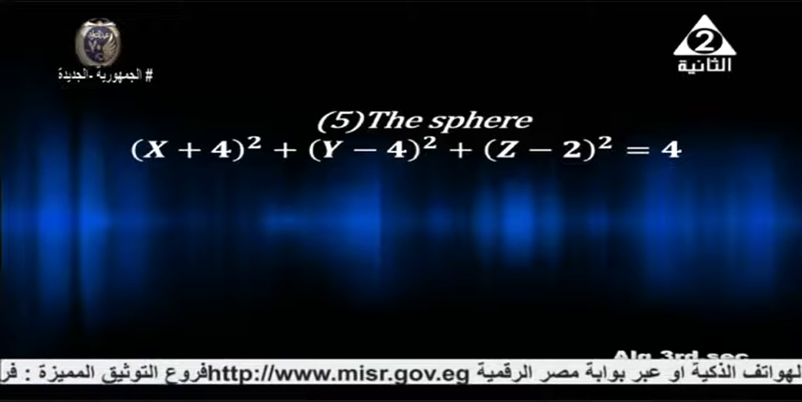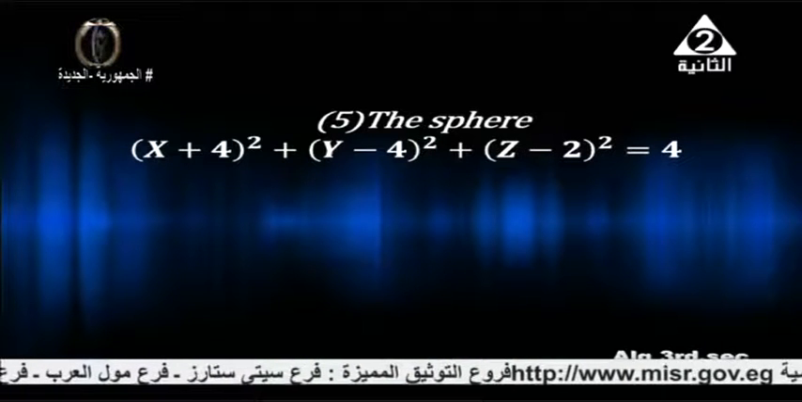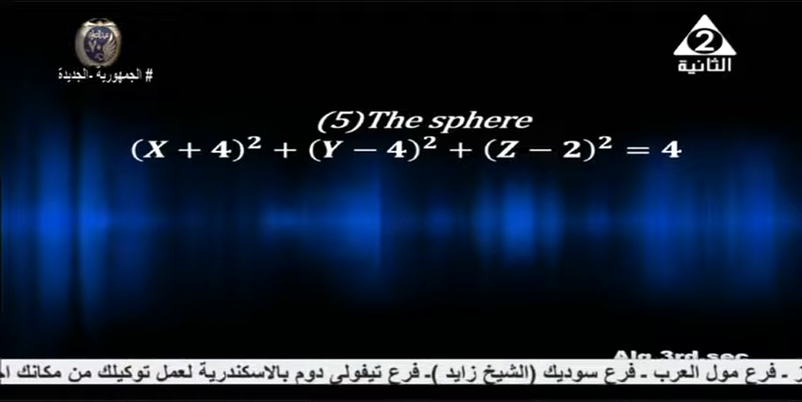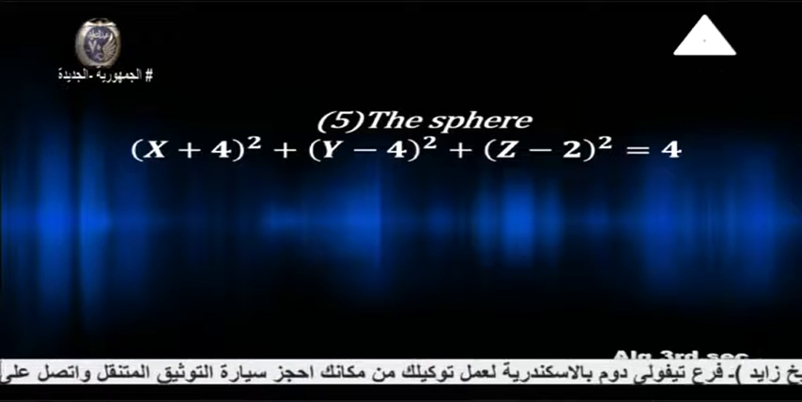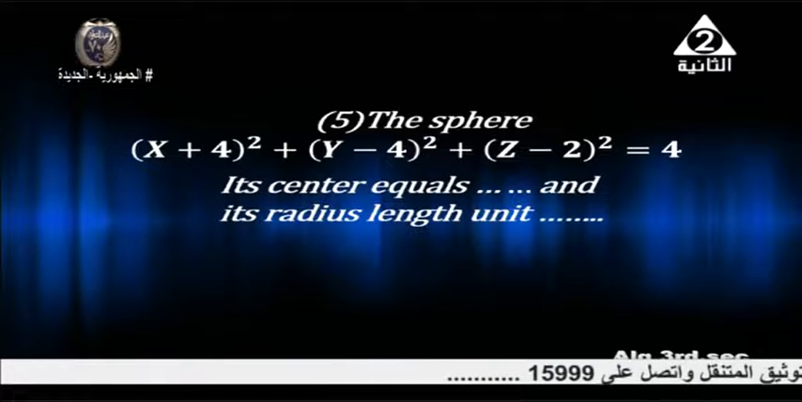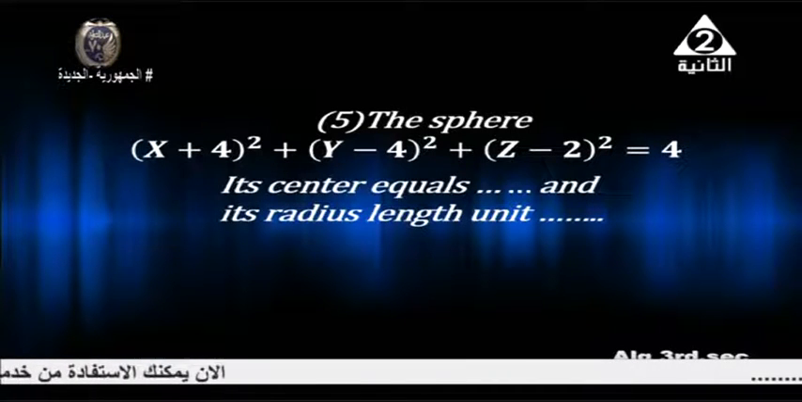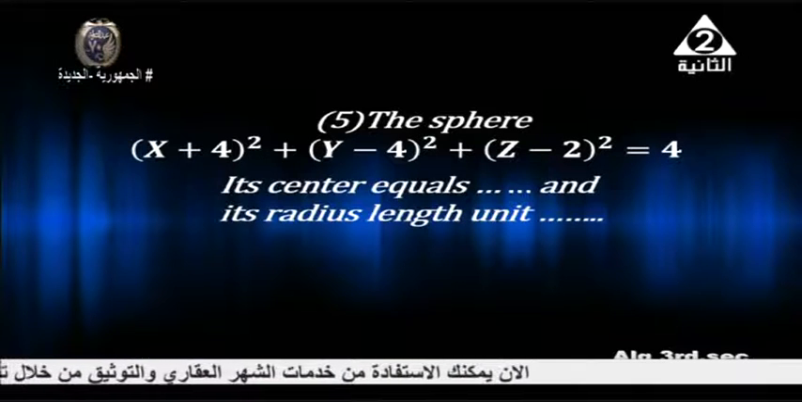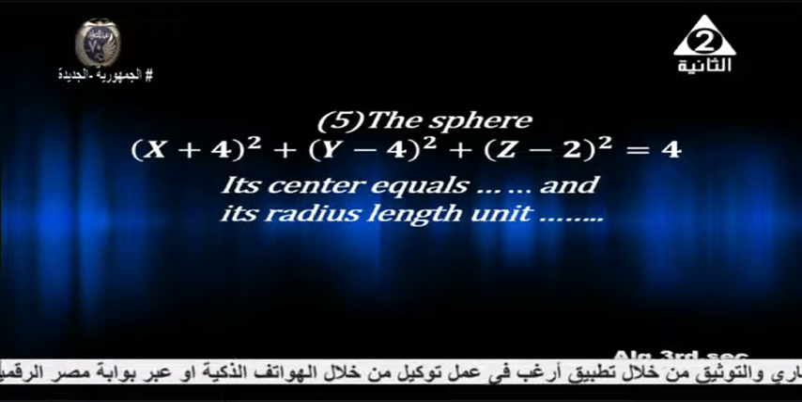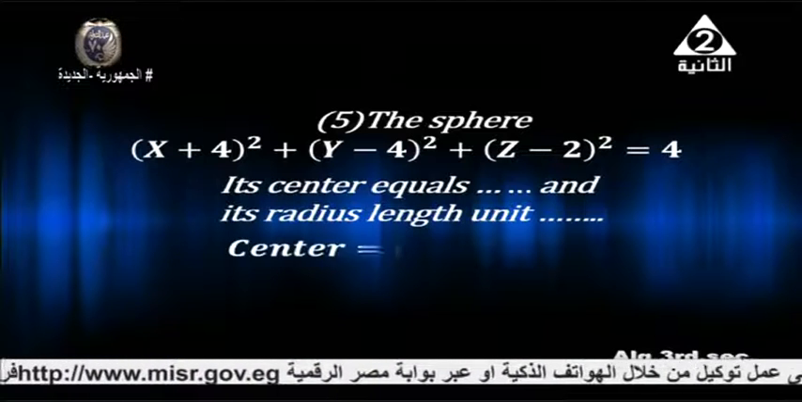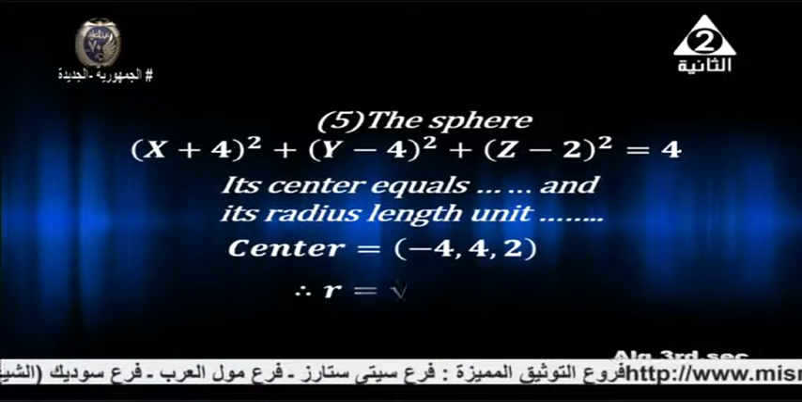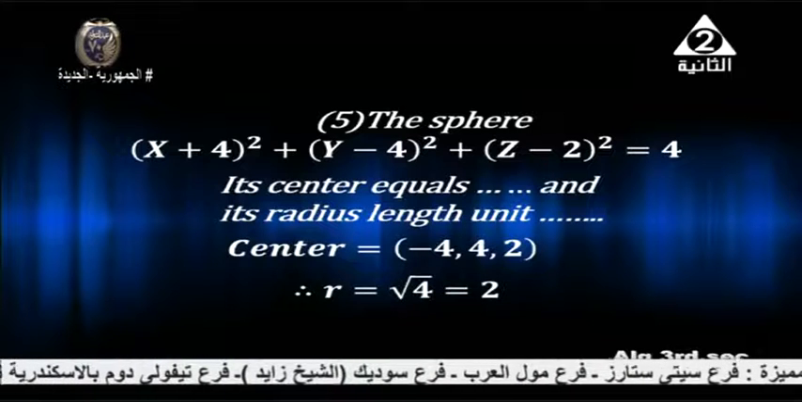The sphere (x plus 4) squared plus (y minus 4) squared plus (z minus 2) squared equals 4. This equation of the sphere is standard. What is required? The center and the radius. Look, my dear students, the center of this equation is (-4, 4, 2), but the radius is the square root of 4, which is 2.